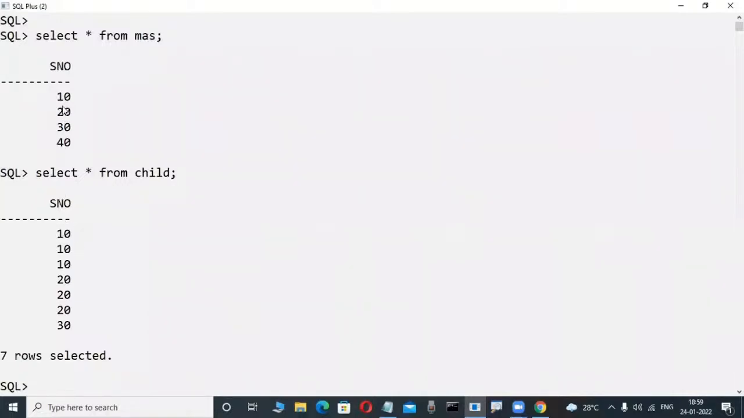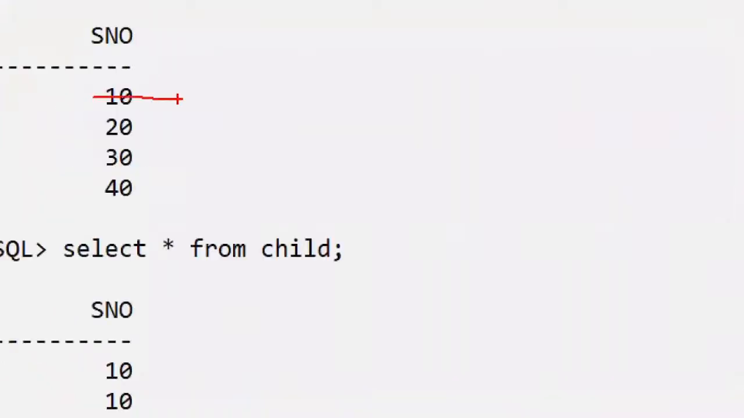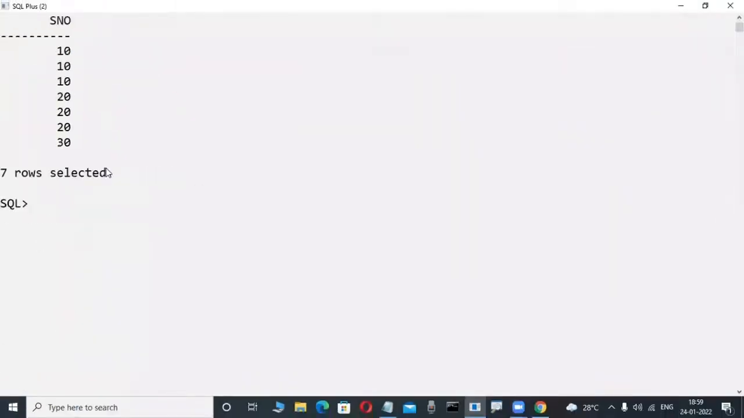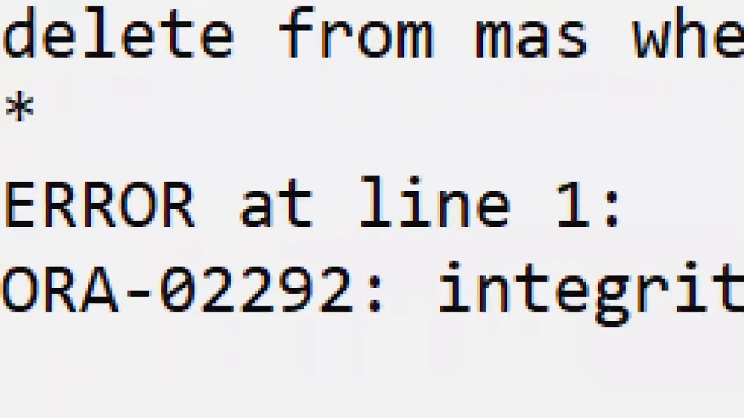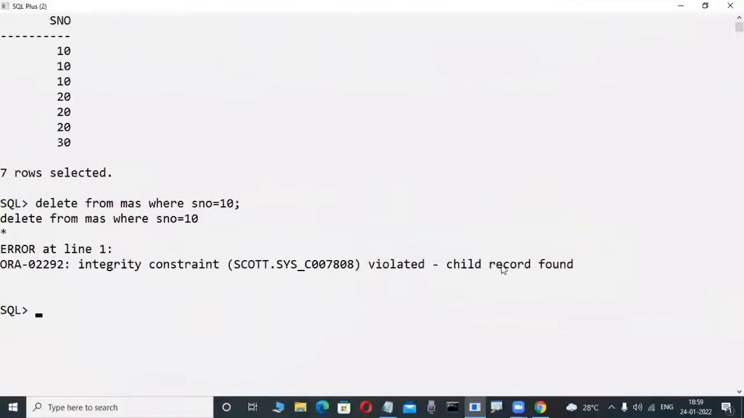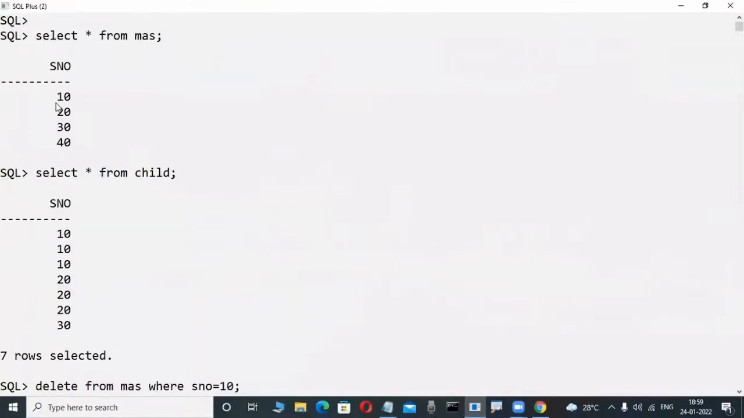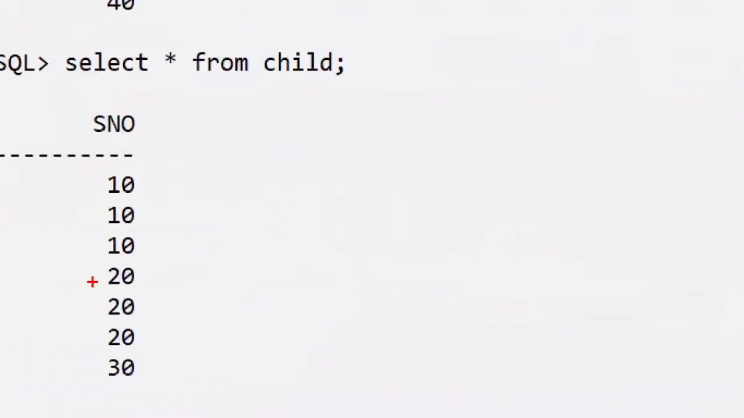Now I try to delete some record. What is delete? What is insert? Up to now you don't have an idea, so I'm just checking. Delete from master where s number is equal to 10. It won't work, because that 10 is already available. We are unable to delete, because a child record is found. That 10 is available so many times in the child table.